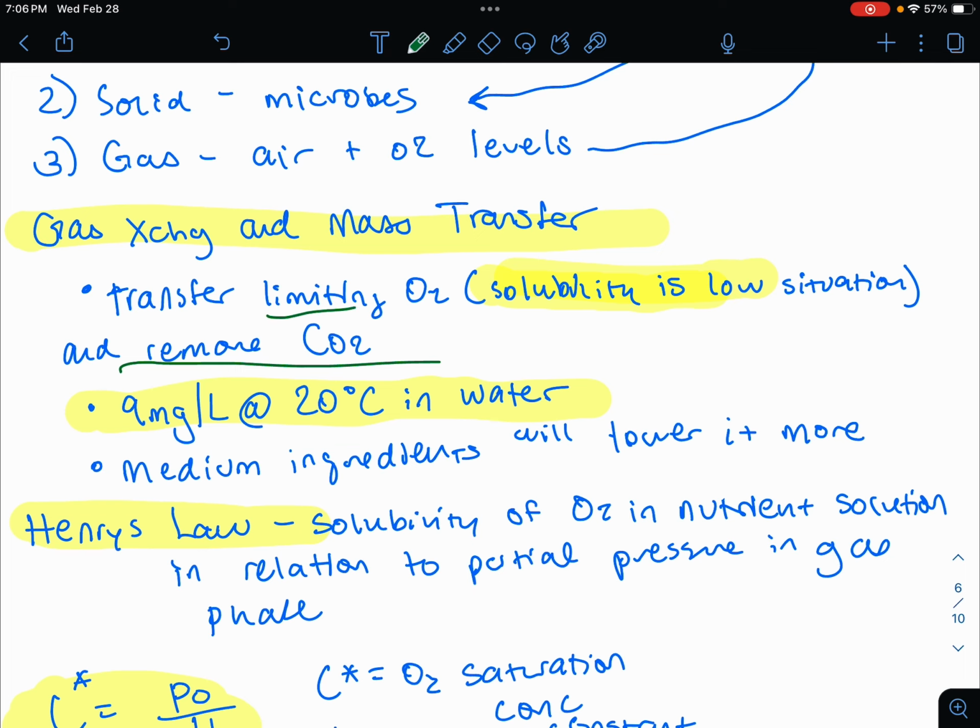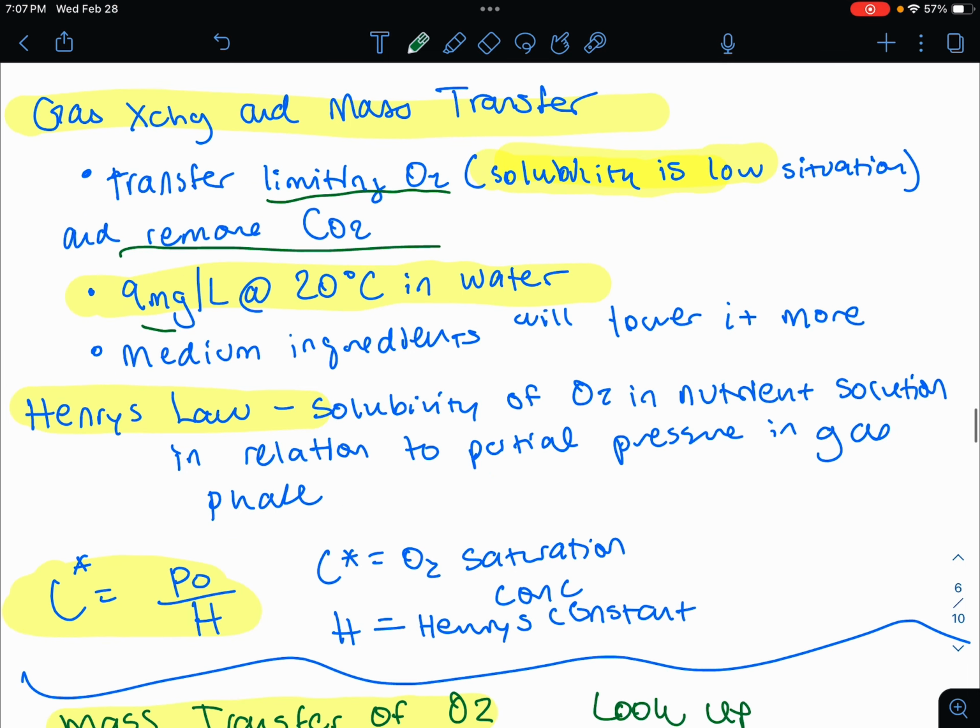Oxygen is going to be a limiting factor since oxygen solubility is really low. It's about 9 milligrams per liter at 20 degrees Celsius in water. When you add the ingredients in the medium, however, this will lower the solubility of oxygen in water even further. That's why oxygen is a limiting factor.